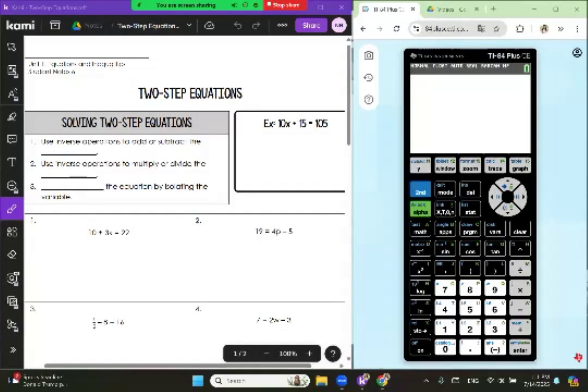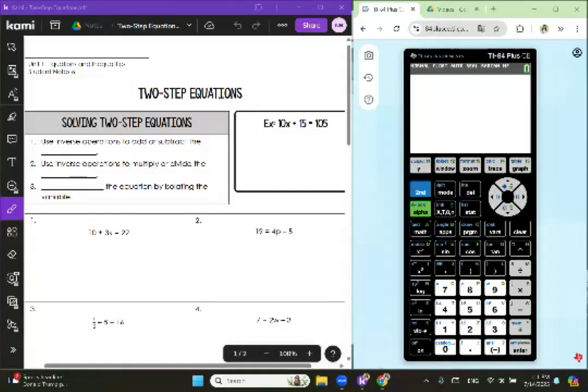Okay, moving on to two-step equations. Two-step equations are going to be solved with exactly what it implies: two steps. If you can't solve it in two steps or less, then you must be doing something wrong. Now, when we're solving two-step equations, it's very, very, once again, important for you to know the terminology because we are going to be using that in order to solve it.